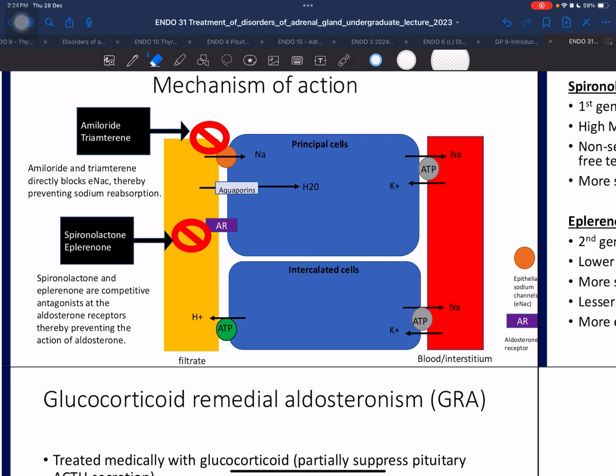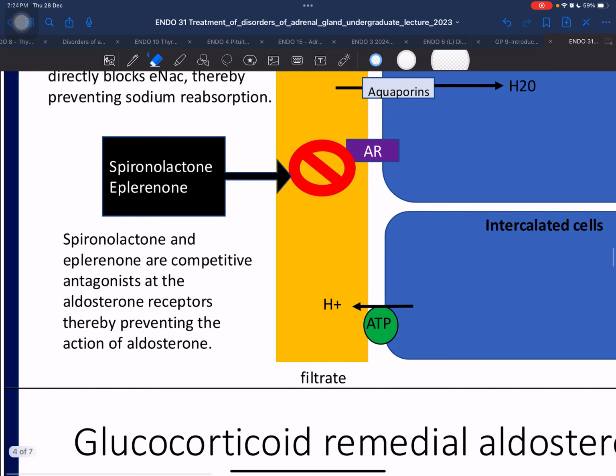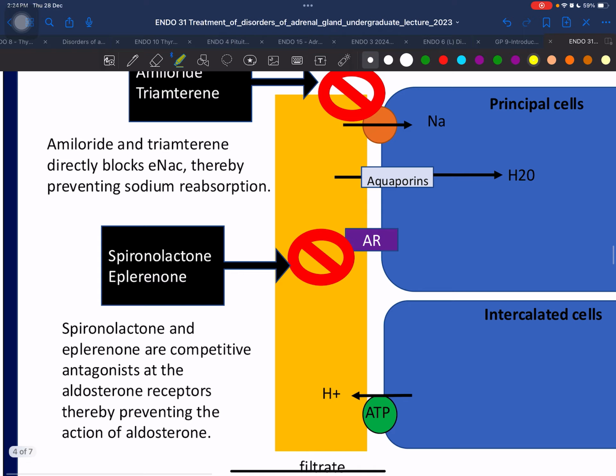If you're on spironolactone or eplerenone, they are competitive antagonists, meaning they compete with aldosterone to bind to the aldosterone receptors. If you have this drug, less of the aldosterone will bind to the aldosterone receptors because they compete with it. So they prevent the action of aldosterone when you give these drugs.